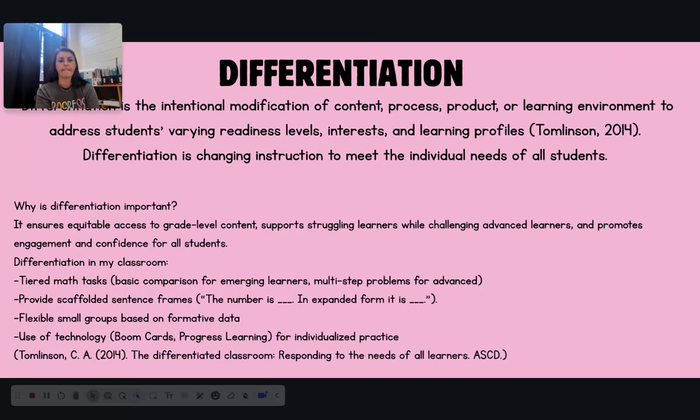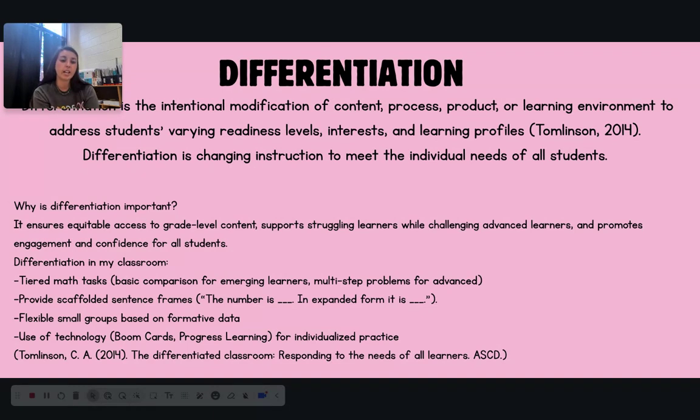So differentiation is intentional modification of content, process, product, and learning environment to address students' varying readiness levels, interests, and learning profiles. Differentiation means changing instruction to meet the needs of each individual child in your classroom. Why is it important? It ensures equitable access to grade level content. It supports your struggling learners while challenging advanced learners and promotes engagement and confidence for all of the students.